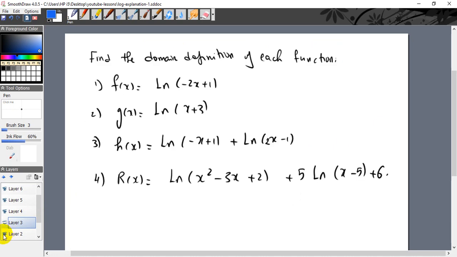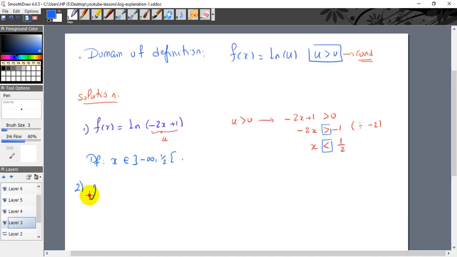In part 2, the question is len of x plus 3. g of x is len of x plus 3. The same. We have to indicate the u. u here is x plus 3. The condition: u should be greater than 0. It means that x plus 3 should be greater than 0. Then x should be greater than minus 3. As a result, x is a value between minus 3 and plus infinity. This is a simple inequality, and this is the answer of that part.